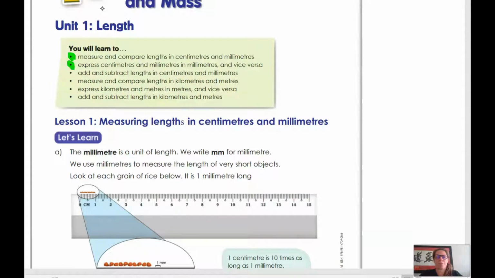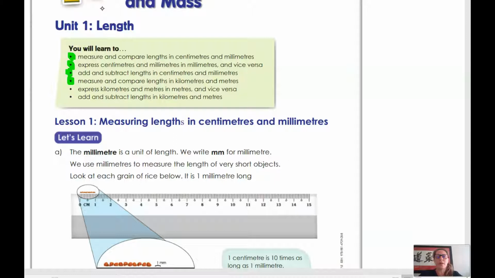We are going to express centimetres and millimetres in millimetres and vice versa. So, that will be 10 centimetres equals 100 millimetres, or 100 millimetres equals 10 centimetres, that idea. We're going to add and subtract lengths in centimetres and millimetres.